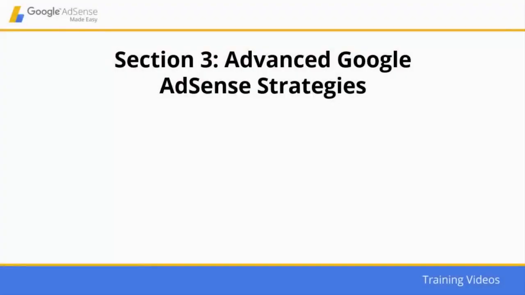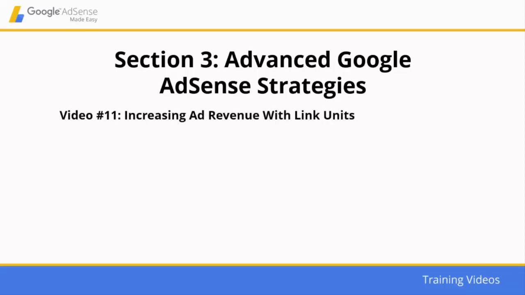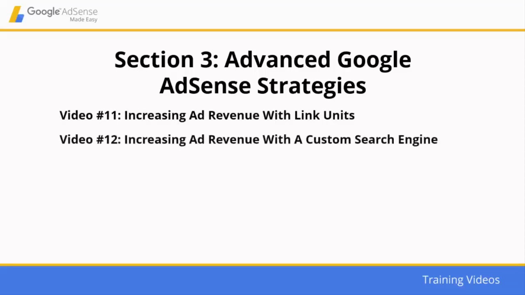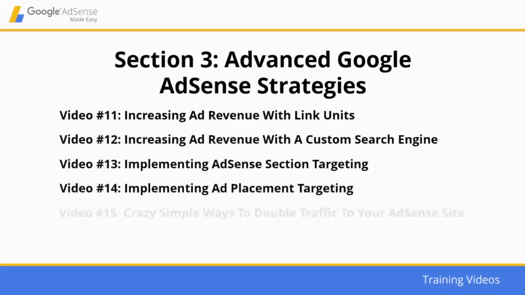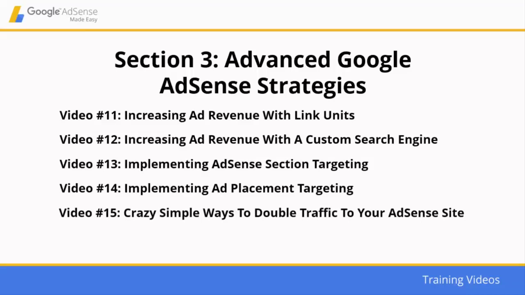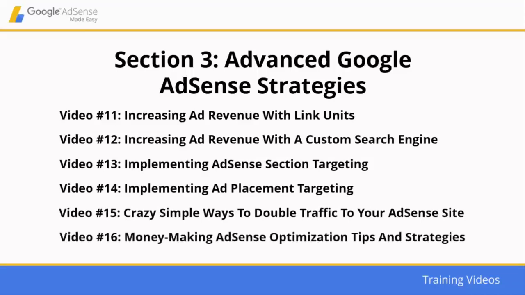Hey there, my good friends, and welcome to Section 3 of our Google AdSense video training series, Advanced Google AdSense Strategies. We're glad to see you keeping up with us this far, because we're about to get into the deep stuff. The contents in this section include increasing ad revenue with link units, increasing ad revenue with a custom search engine, implementing AdSense section targeting, implementing ad placement targeting, crazy simple ways to double traffic to your AdSense site, and money-making AdSense optimization tips and strategies.